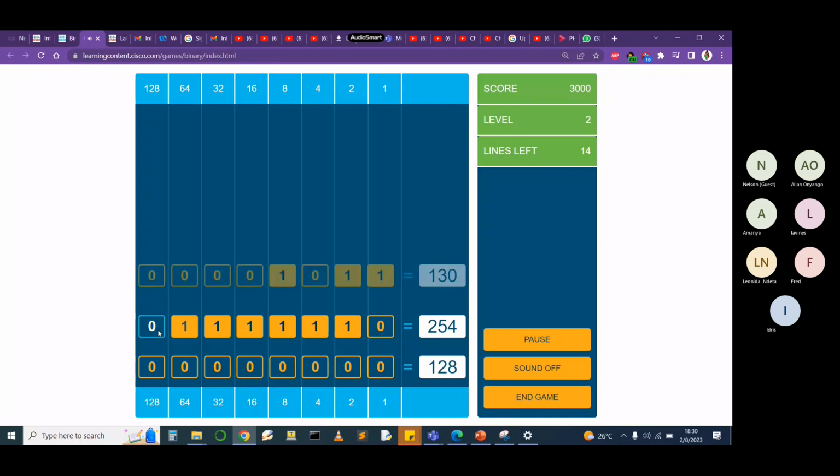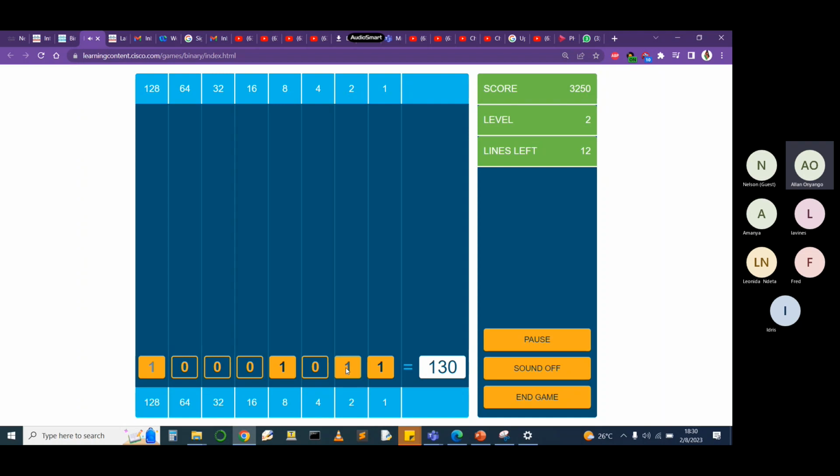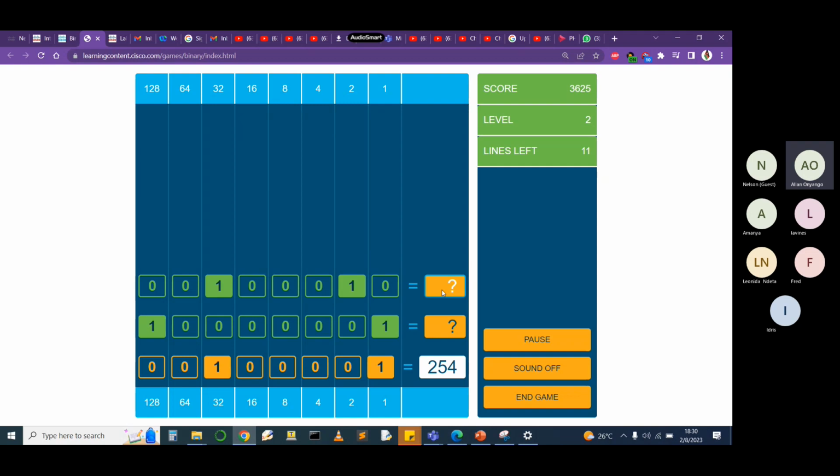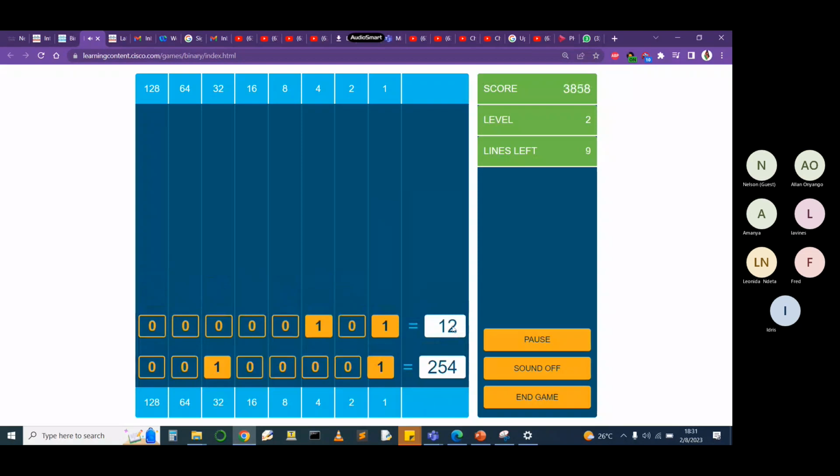128 is only this one here. 130 is 128 plus 2. Good. And let's go. This one is 32 plus 2, which is 34. Let's enter. This is 129. 12 should be 8 plus 4. No, 8 plus 4 should be 12. Correct. 254 is everything apart from 1.